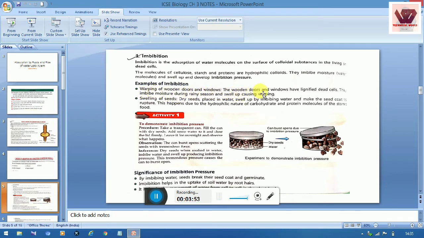Now examples of imbibition: warping of wooden doors and windows. The windows and doors have lignified dead cells. Windows and doors are prepared from plants, and they are the dead cells of the plant, right? They imbibe moisture during the rainy season and swell up causing warping. Rainy season में क्या होता है, वो doors होता है तो doors moisture absorb करता है और बड़ा हो जाता है, right?